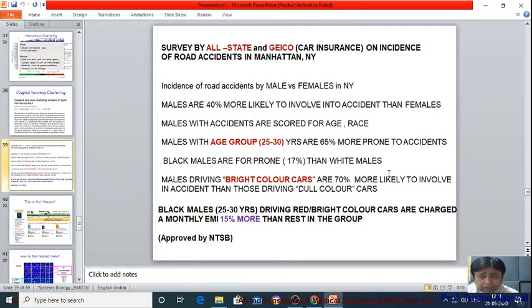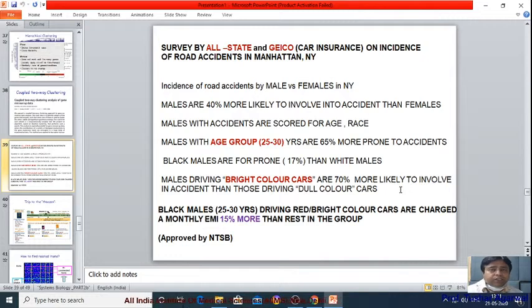So far you had partitioned it according to sex, male or female, according to age group, 25 to 30 years, according to race, white or non-white, and then also according to car color. It has been found that males driving bright colored cars, bright red, dazzling red, very weird colors which most people don't normally drive, are 70% more likely to be involved in an accident than those driving dull colored cars.